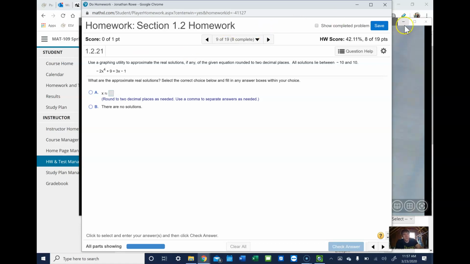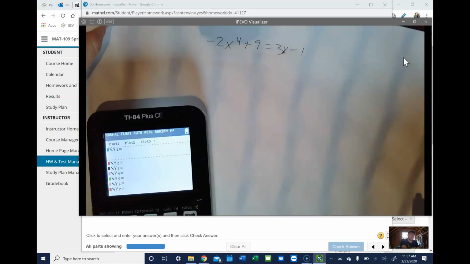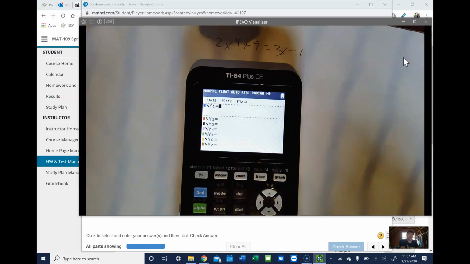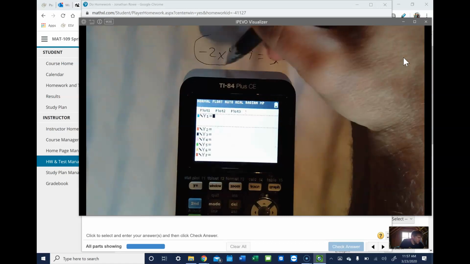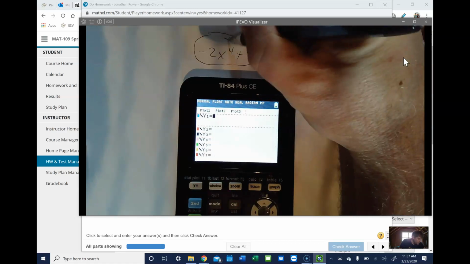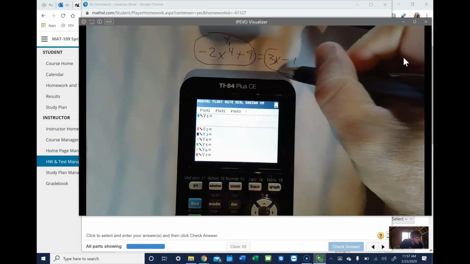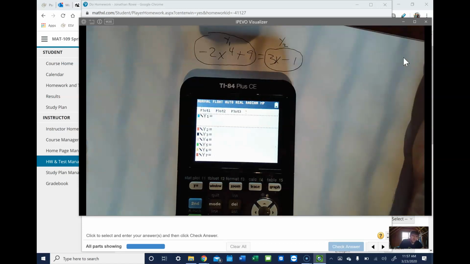And now I can go to this window. All right, what I'm going to do is I'm going to put the left side into y1. And I'm going to put the right side into y2. So that's one way we could do it.